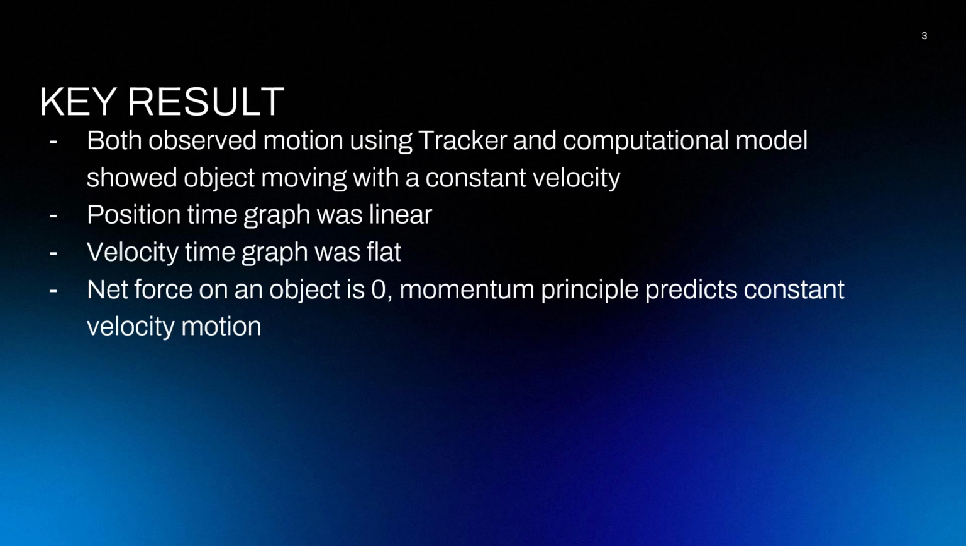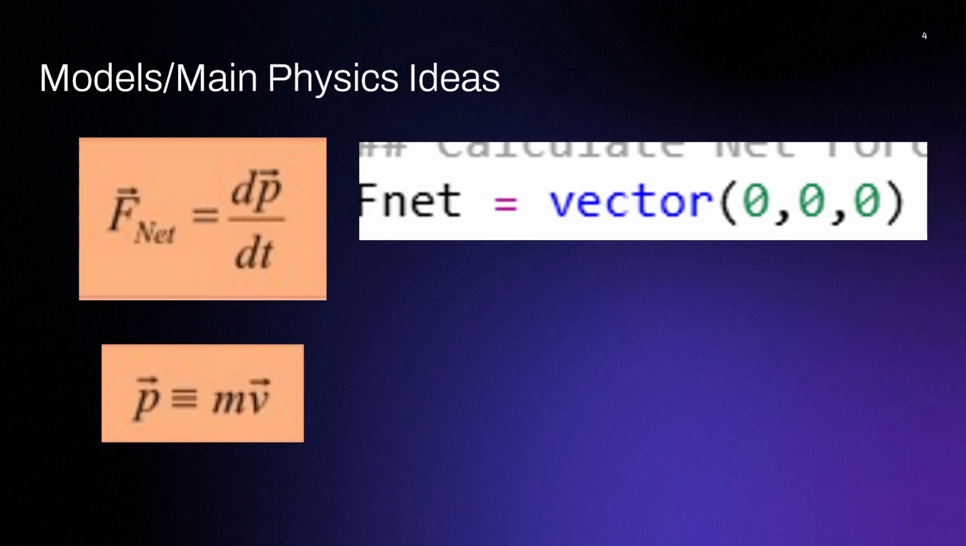The position versus time graph for both was linear, and the velocity versus time graph was approximately flat. This agreement supports the idea that when the net force on an object is zero, the momentum principle predicts constant velocity motion. The model I used in this lab was based on the momentum principle, which is another way of stating Newton's second law. F net equals change in momentum, where momentum is defined as mass times velocity.